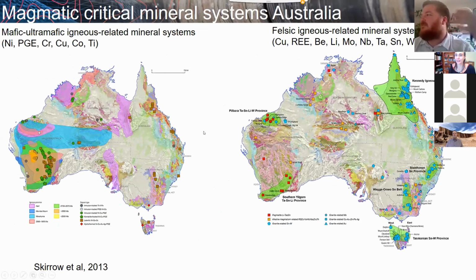This is just a map of the identified critical mineral deposits from Roger Skirrow from GA, which shows the mafic potential critical mineral deposits in the country, and then felsic igneous-related mineral systems that might bear igneous critical mineral deposits on the right. We focus on the Kennedy Igneous Province, top right there, over the Cape York Peninsula.